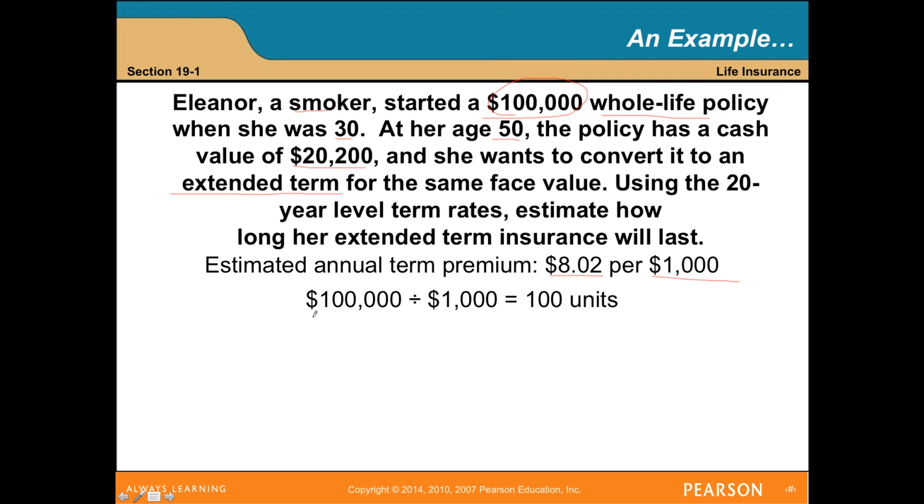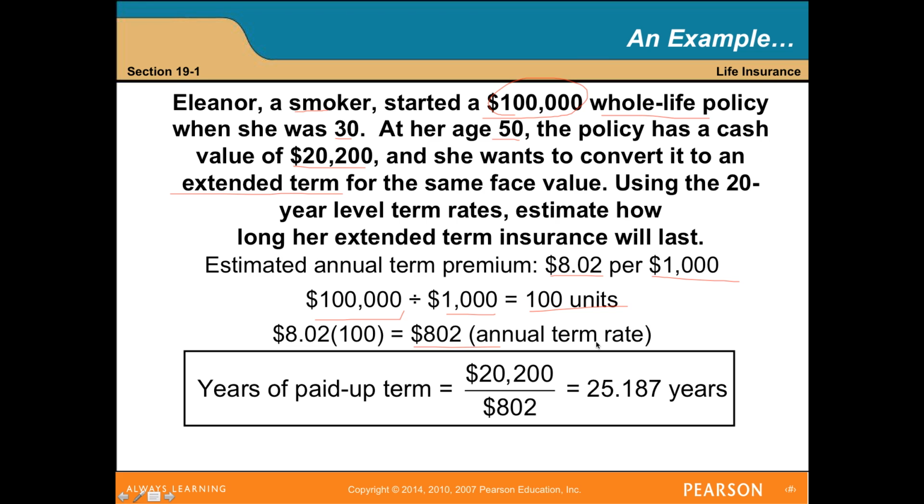So then we have the face value of the policy, $100,000 policy divided by 1,000, which is given from the formula. That gives us 100 units. $8.02 times 100 units equals $802 annual term rate. So the years of paid up term equals $20,200 divided over the annual term rate, which is $802. That equals 25.187 years. So her life insurance will be extended for 25 years, so until she's 75.